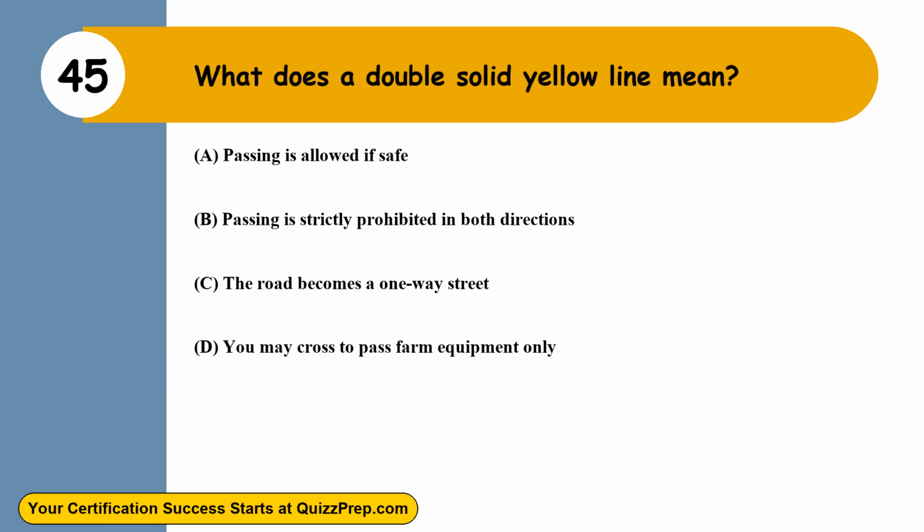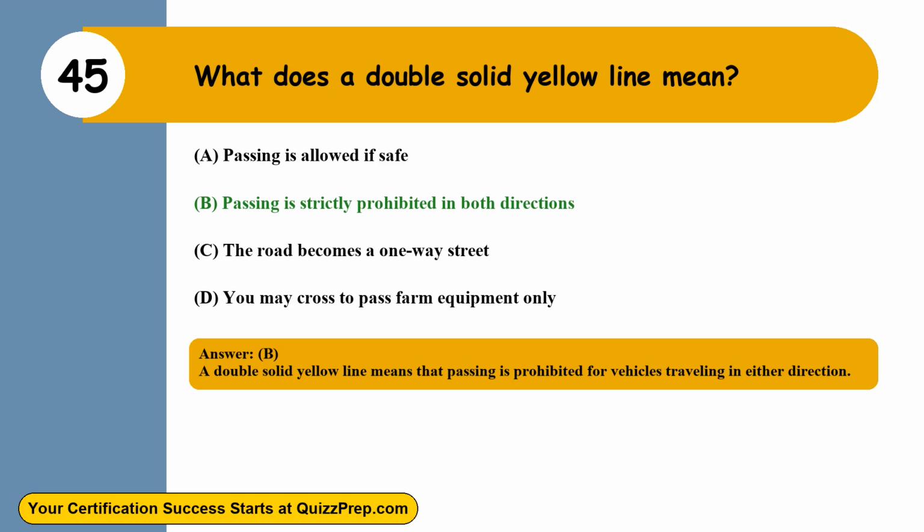Question 45. What does a double solid yellow line mean? Option A, passing is allowed if safe. Option B, passing is strictly prohibited in both directions. Option C, the road becomes a one-way street. Option D, you may cross to pass farm equipment only. The correct answer is option B. Passing is strictly prohibited in both directions. A double solid yellow line means that passing is prohibited for vehicles traveling in either direction.